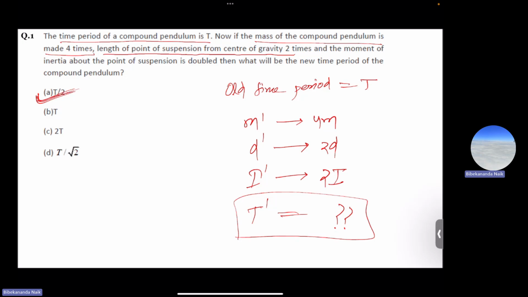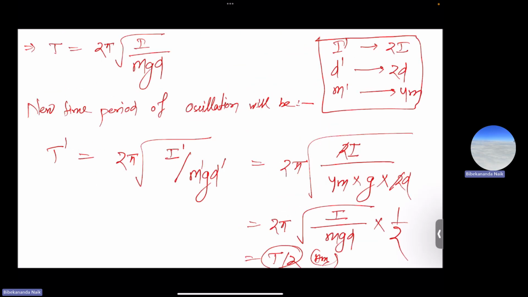So in the question it was mentioned that the time period of a compound pendulum was T. Now the mass was increased to 4 times. The moment of inertia about the axis passing through the point of suspension became 2 times, and the distance of the point from the center of gravity was doubled. So what will be the new time period? We know the relation for the time period of oscillation is given by 2 pi into square root of I divided by mgd. So if we put the new values of I, d and m, then we will get the new time period as T by 2. So I hope this is clear to everyone.